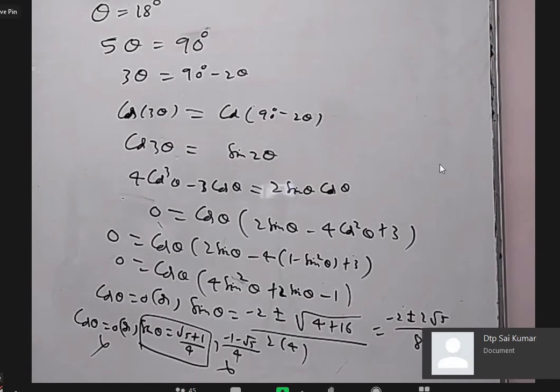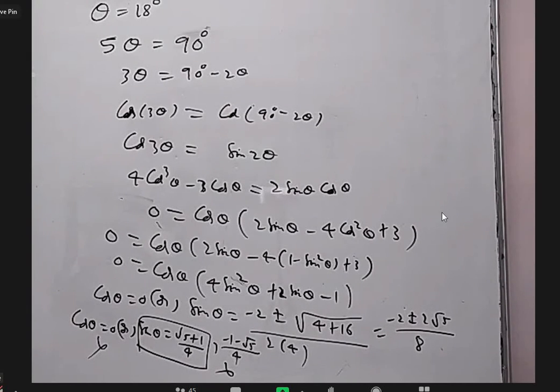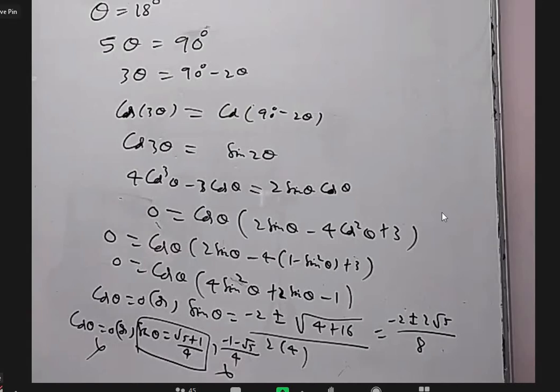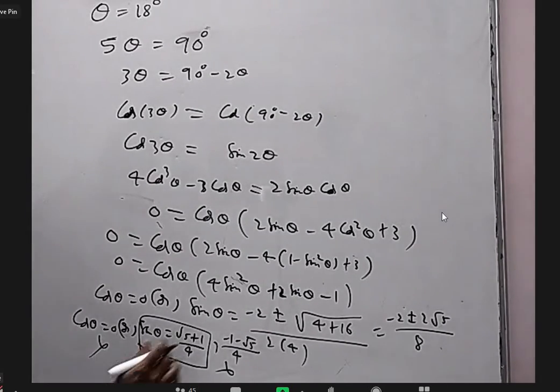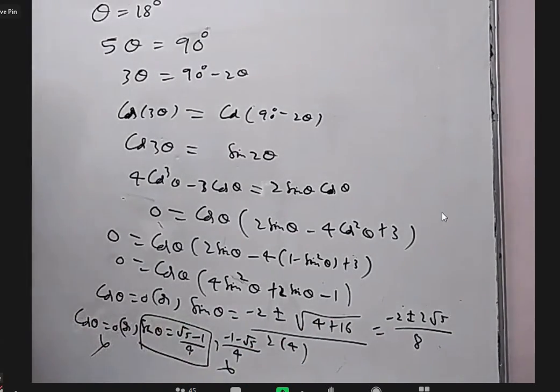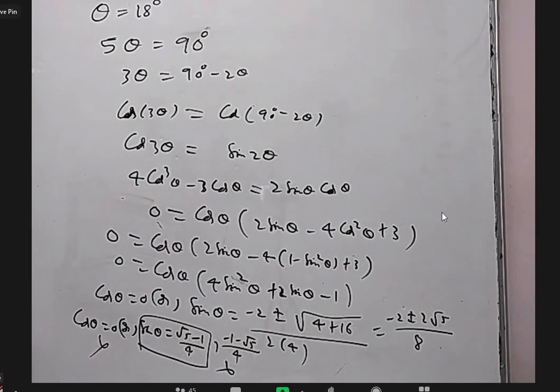Okay, what is there on the board? Anybody still any doubt? Okay, I got sin 18 degrees now as root 5 plus 1 by 4. First of all, it's root 5 minus 1 by 4. Don't write plus 1, sorry. Because it's minus 2 here, it is minus 1. Root 5 minus 1 by 4 is sin 18. Please correct that in the last step. So we could derive sin 18 degrees is root 5 minus 1 by 4.